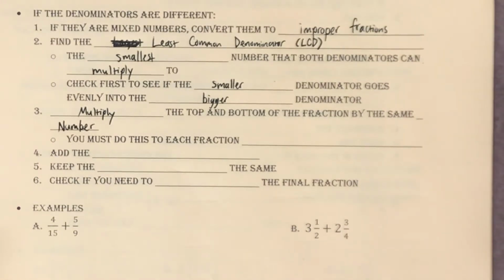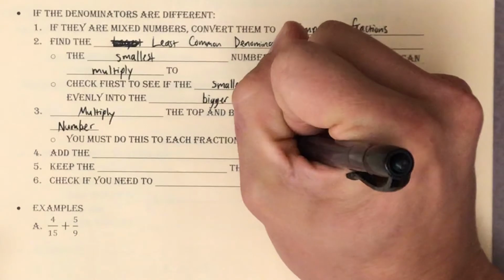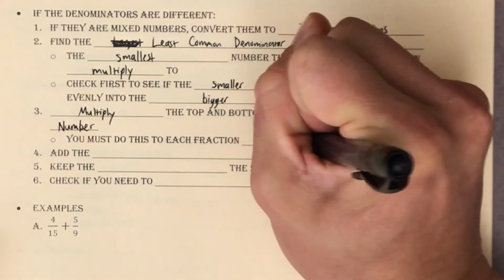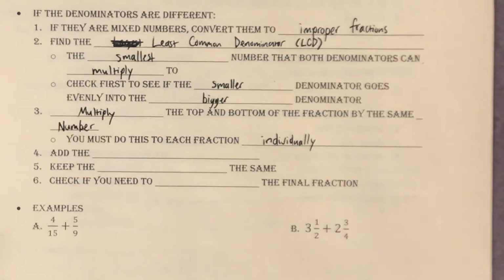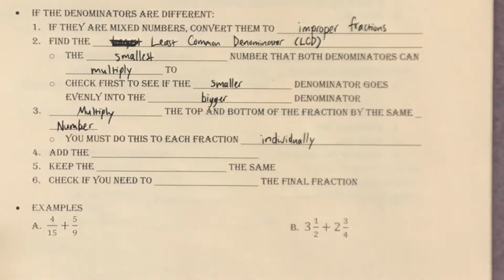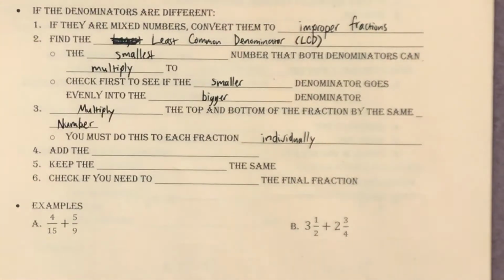If I'm multiplying the bottom by 3, that means I have to multiply the top by 3 as well. And then again, you must do this to each fraction individually. So if I'm multiplying one of my two fractions by the number 3 on the top and bottom, I shouldn't be multiplying the second fraction by that same number, because that would mean they already had the same denominator. So what you multiply each fraction by is going to be different based on what number you're trying to get to. And I know it sounds confusing as we're talking about it. It'll seem much simpler when we look at it.